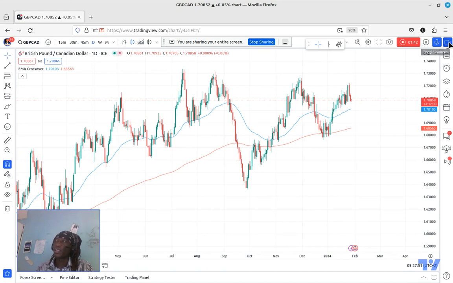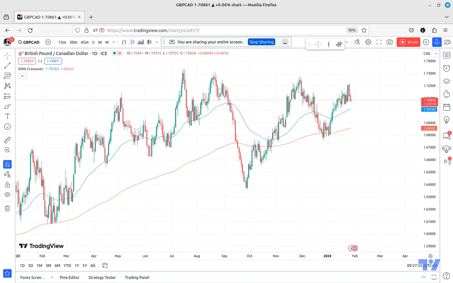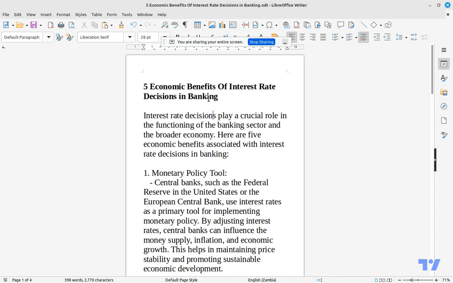Now let's get into the lesson. The 5 economic benefits of interest rate decisions in banking. Interest rate decisions play a critical role in the functioning of the banking sector and the broader economy. So, because of that, here are 5 economic benefits associated with interest rate decisions in banking.